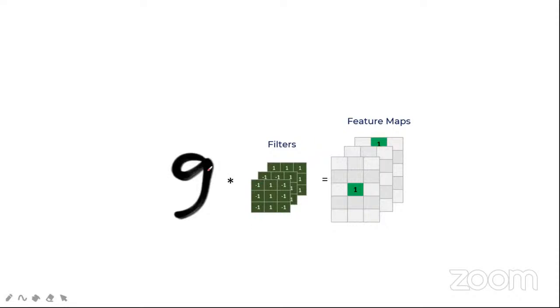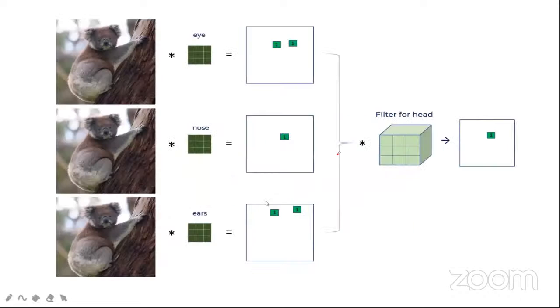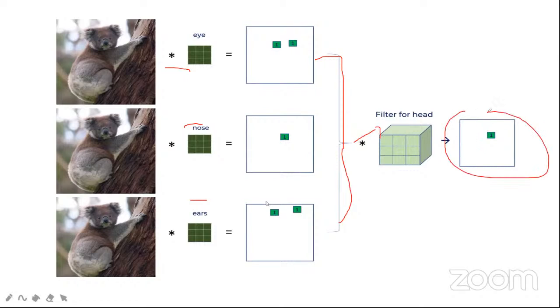So for 9, as I already told you, we have a loopy pattern, a vertical pattern, and another one, so we have 3 filters. I apply all 3 filters and get 3 feature maps. Like this we need to do for each and every image to find an output result. For example, if I have an image of a cola, I will apply all the patterns of eyes, nose, and ears, and I will get an output. I will concatenate this output and get one filter for the head. Then after that I need to find an output result. Like this I need to do.